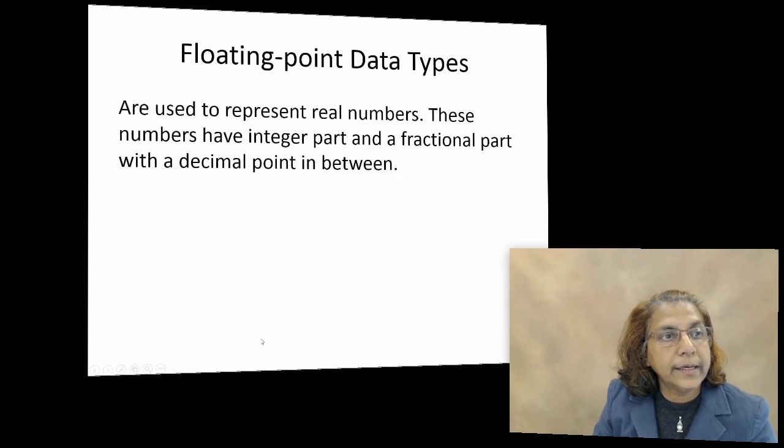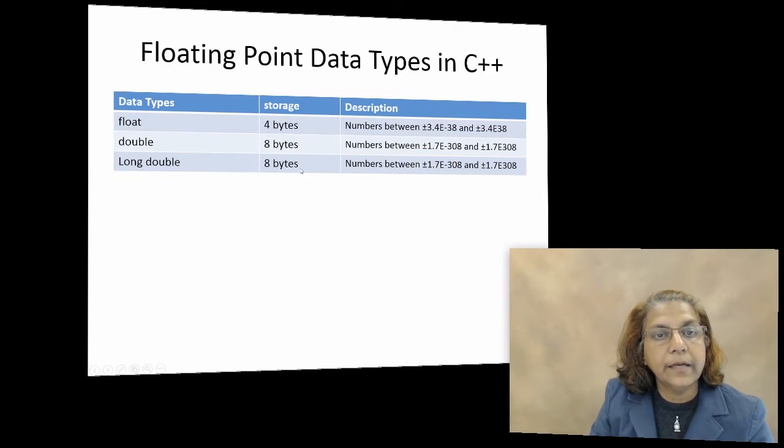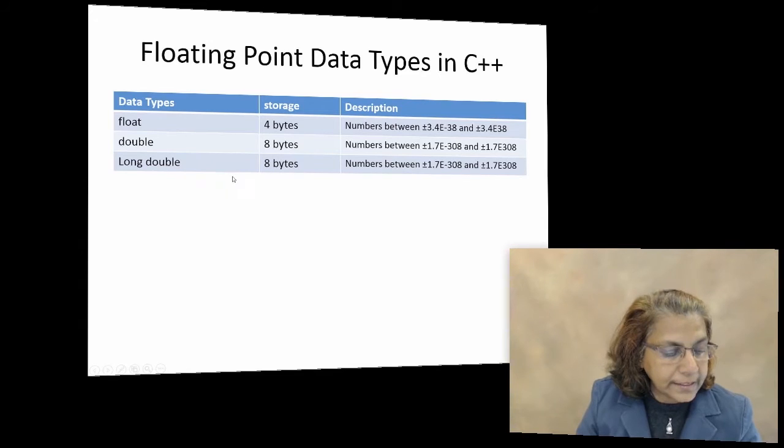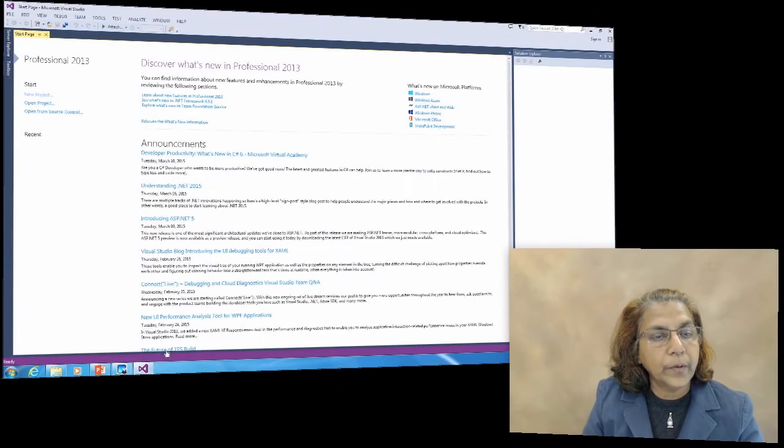Let's talk about floating point data types, and they are used to represent real numbers. These numbers have an integer part and a fractional part with a decimal point in between. These are some examples: 8.9, 2030.68. And these are the supported floating point types in C++: float, double, and long double. Float occupies 4 bytes. Double occupies 8 bytes. Long double occupies 8 bytes, and on some computers 10 bytes. So with this knowledge, let's go to our program and write it.